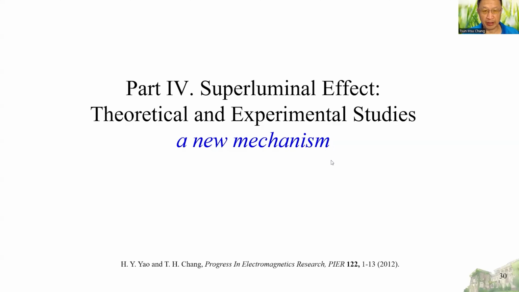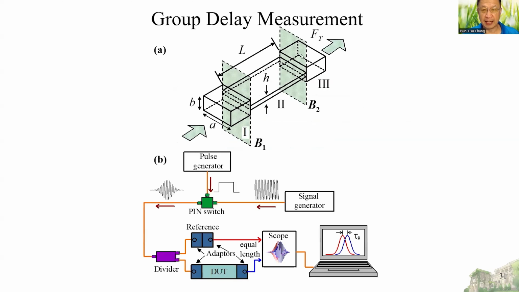Let's continue our discussion of part 4, superluminal effect. We are going to propose a new mechanism. This mechanism allows the wave to propagate in the middle section. So it's a propagating wave, not an evanescent wave. So this is the idea.